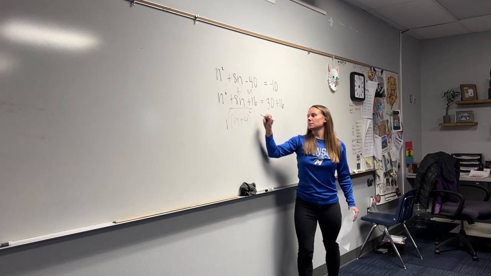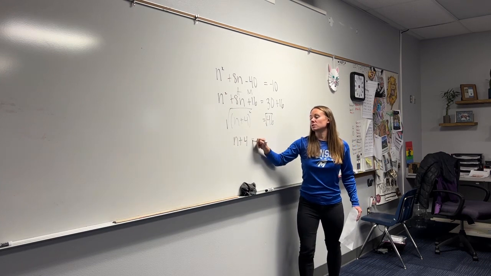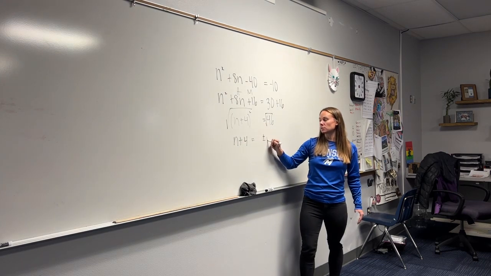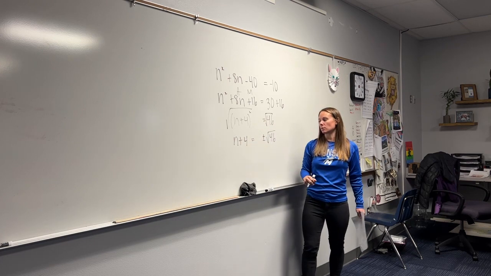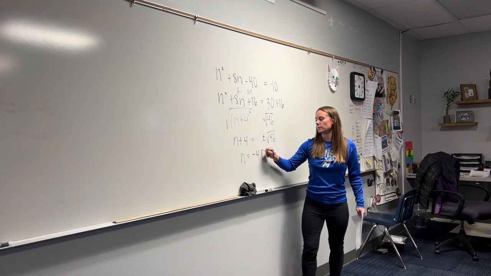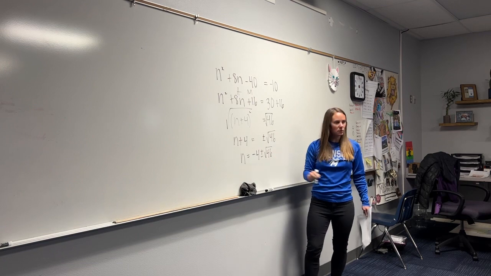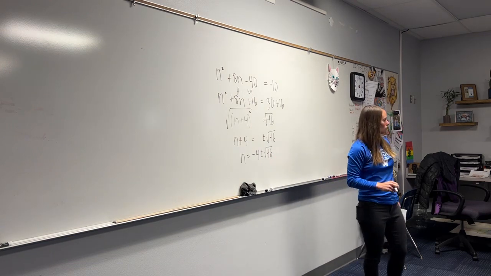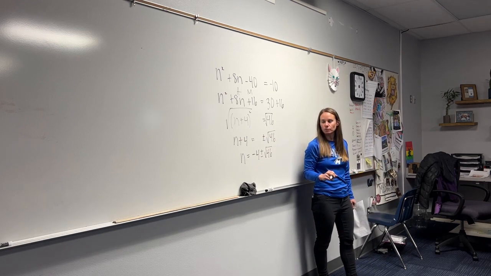Square root both sides. I get n plus 4 equals, if you want, you could just write a plus or minus root 46 right here. And then subtract the 4 to the other side, and you get n equals -4 plus or minus root 46. Is that reducible? I don't think so. Root 46? I don't think so. Okay.